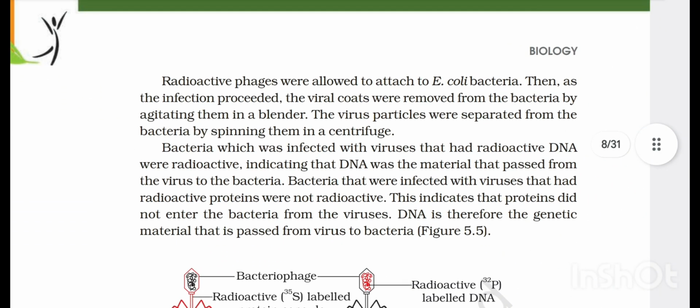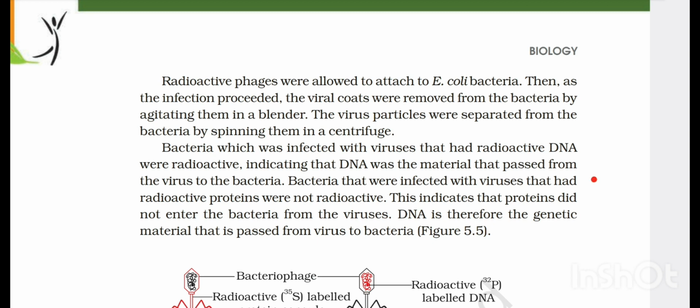Then radioactive phages were allowed to attach to E. coli bacteria. Then as infection proceeded, the viral coats were removed from the bacteria by agitating them in a blender. The virus particles were separated from the bacteria by spinning them in a centrifuge. Bacteria which were infected with virus that had radioactive DNA were radioactive, indicating DNA was the genetic material that passed from the virus to the bacteria.